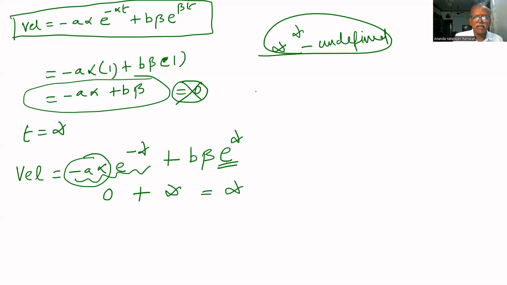From this, we can understand that velocity increases. Let us assume that alpha, beta, a, b are all equal. Then velocity increases from 0 to infinity. I can say that as t increases, velocity is increasing. I hope you understood.